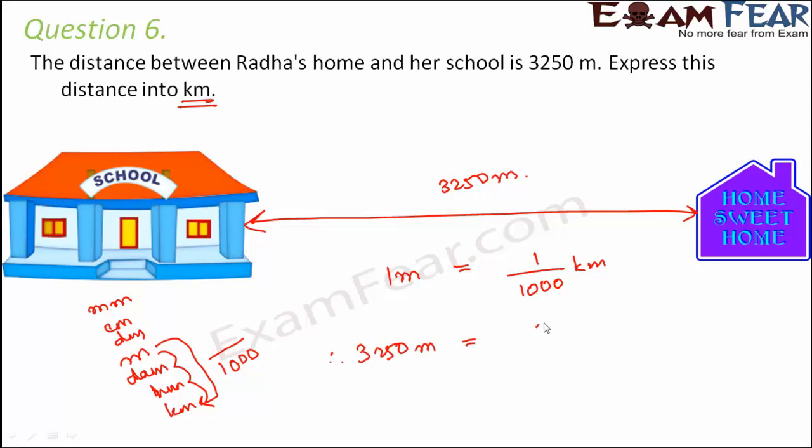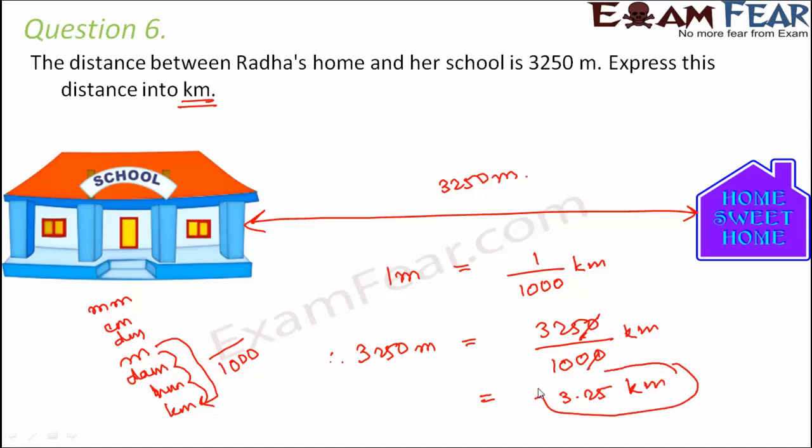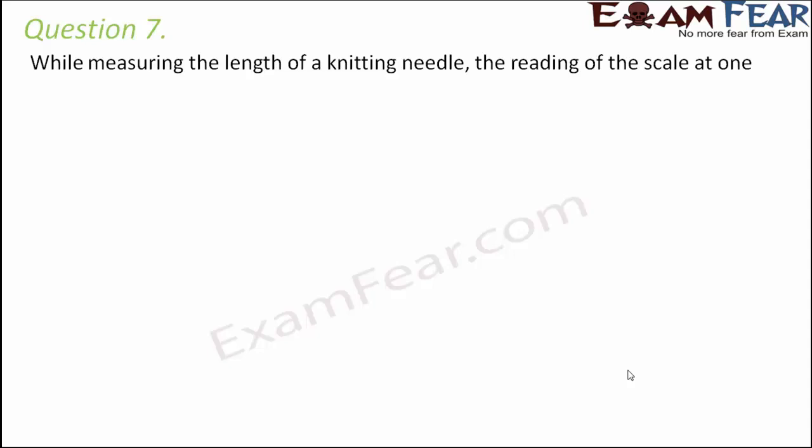Therefore 3250 meter would be equal to 3250 divided by 1000 kilometer. So this would be equal to 3.25 kilometers.